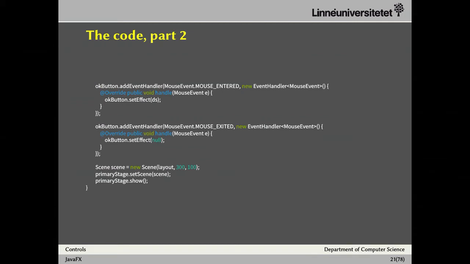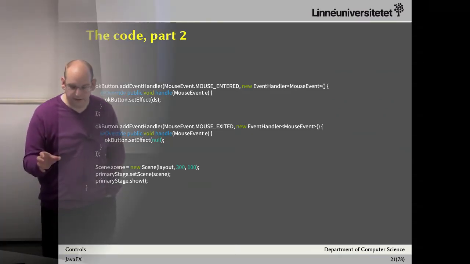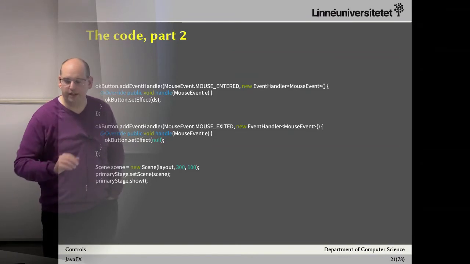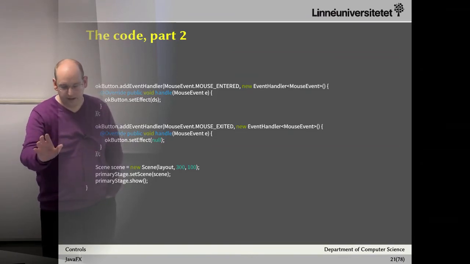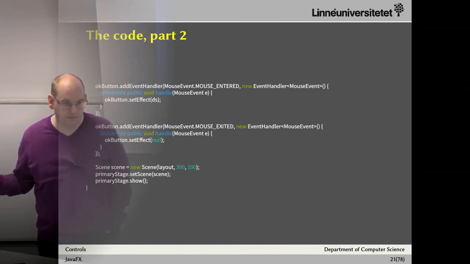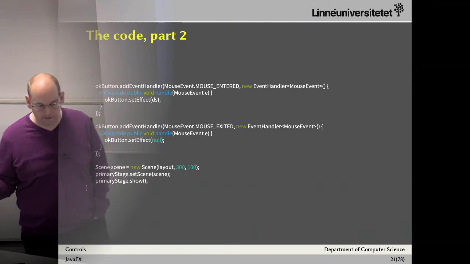Here are a few lines where we are actually using the mouse event for entering and exiting. But as we'll see in a few slides, this can be done quite a lot easier, and we'll get back to that. But the important thing here is that for the first one, the mouse entered, we set the effect to ds when we hover it, when we put the mouse on top of it. And we set the effect to null, meaning no effect, when we exit the area of the button itself.